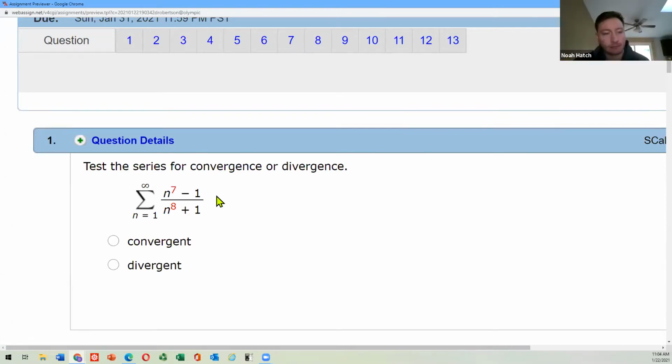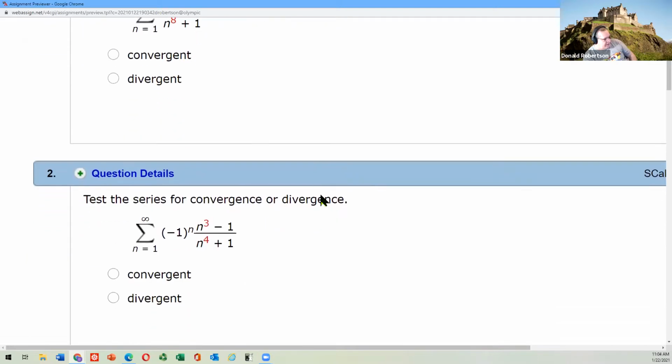I would compare it to a 1 over n, and so it's a limit comparison test. Only use a comparison test if there's something weird on the top, like sine n or e to the 1 over n or something weird. Then use the comparison. Typically use limit comparison tests in these questions.